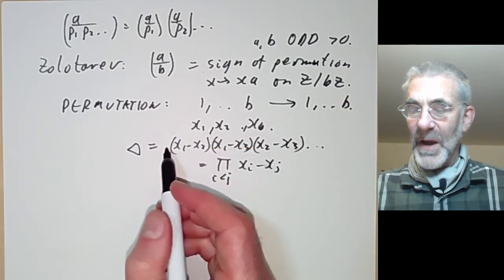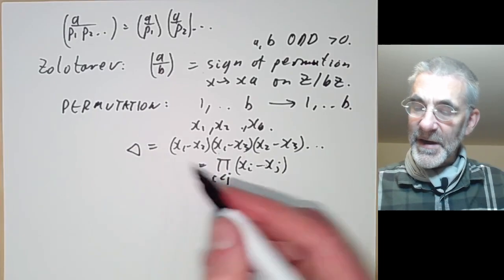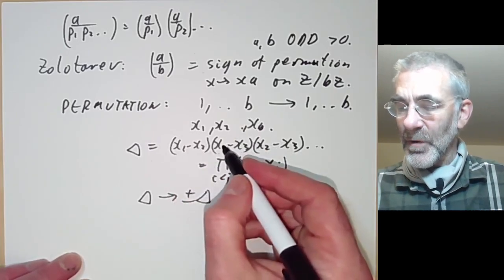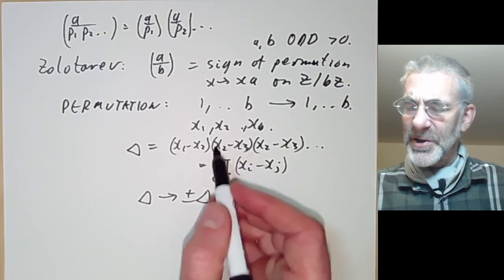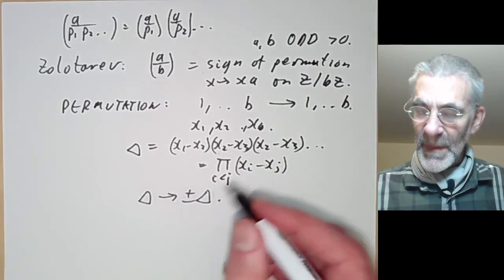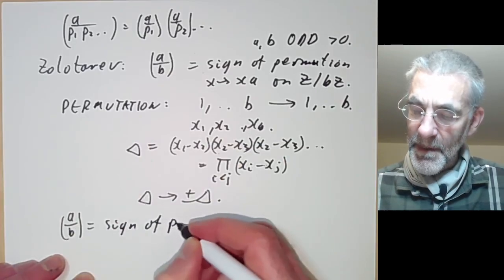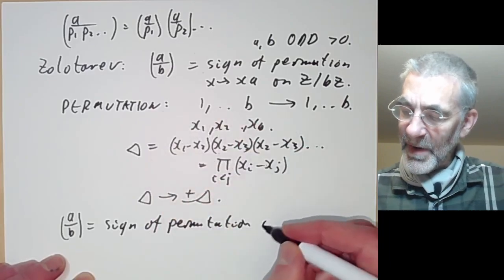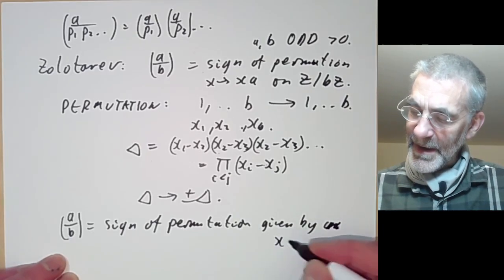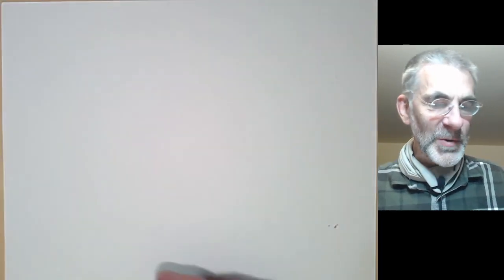And if we call this number delta, well, if we apply the permutation to all the xi's, it permutes the xi's. And you can see that delta is going to get changed to either plus delta or minus delta if we renumber all the variables. So x2 minus x3 might get changed to x3 minus x2, and it might not be, and we'd pick up a sign. And similarly, we might get lots of signs. And Zolotarev found that (a/b) is just the sign of the permutation given by multiplication by a, x goes to ax. And let's see why this is true. I'll just quickly sketch why.